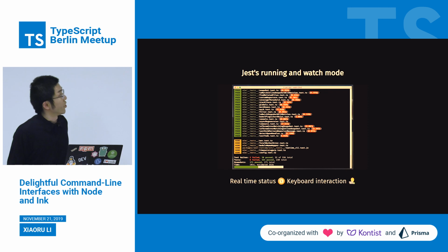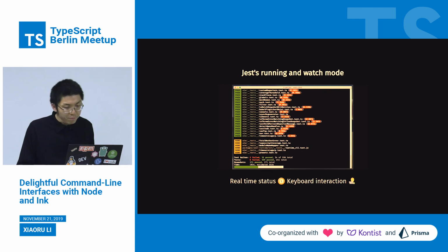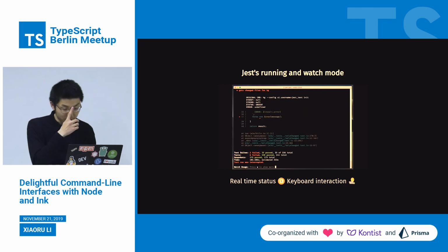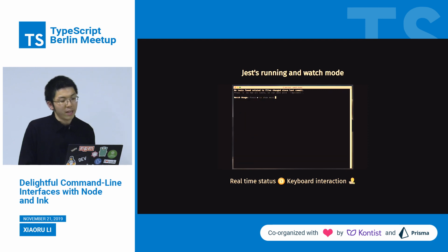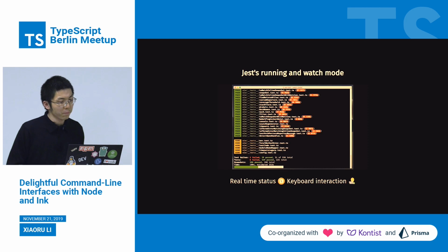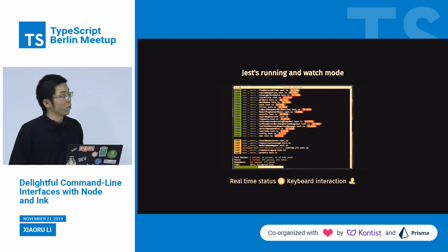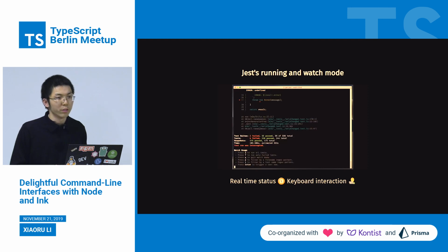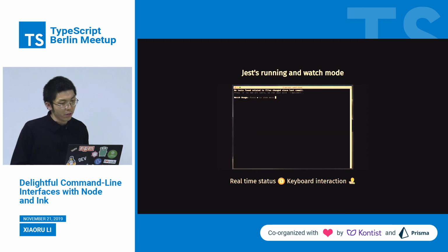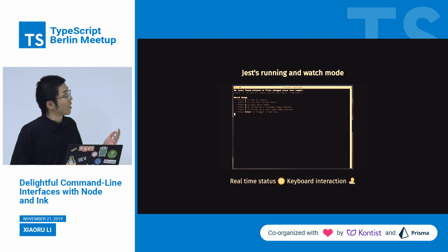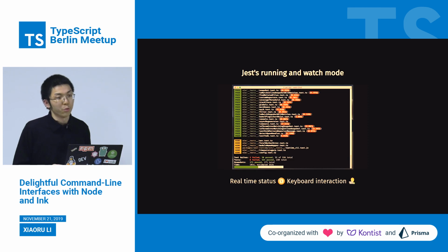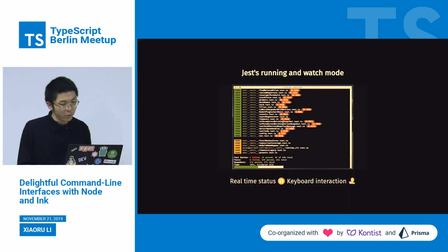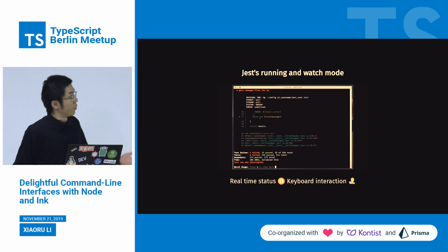So for example, Jest is a testing suite, and it has the test runner command line tool, which has a watch mode. With Jest, you basically can use your keyboard to toggle different options, and all the data will be presented to you and updated in real time, and also with beautiful colors.